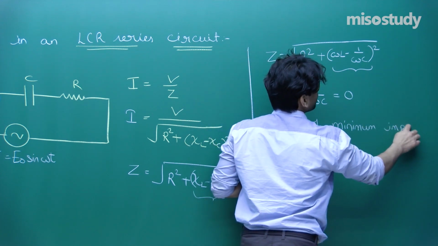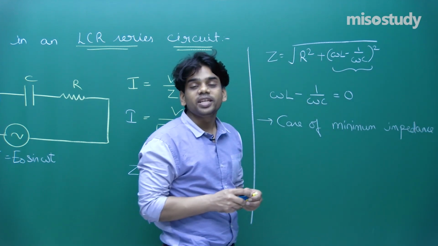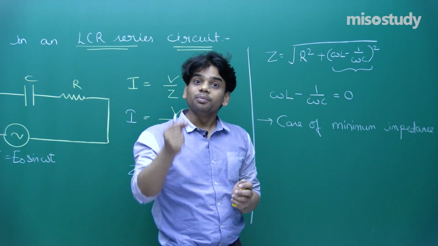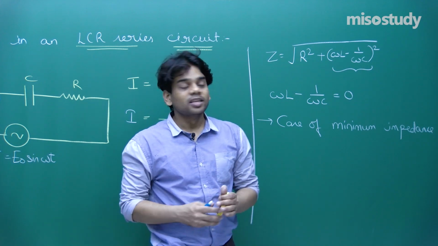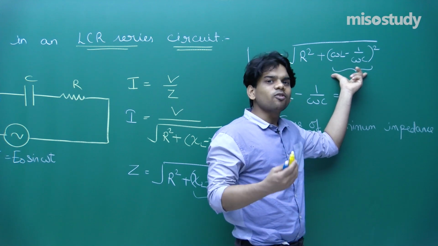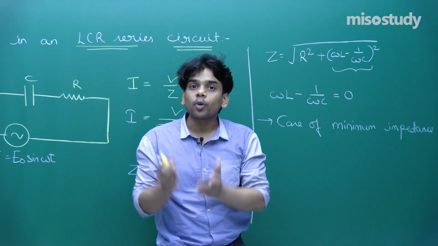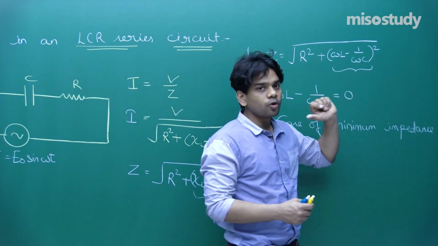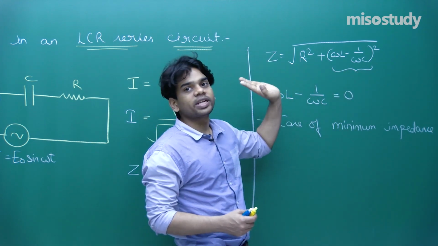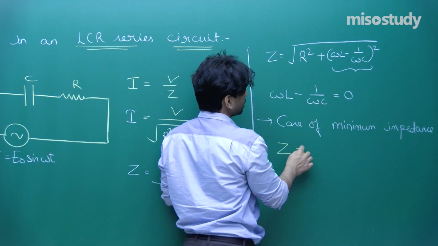Now minimum impedance means the circuit is offering the minimum resistance. Since the net inductive and capacitive reactance provided by the circuit will be 0, the only impedance will be due to the resistance. So if omega L minus 1 upon omega C is equal to 0, we will have Z equal to R.